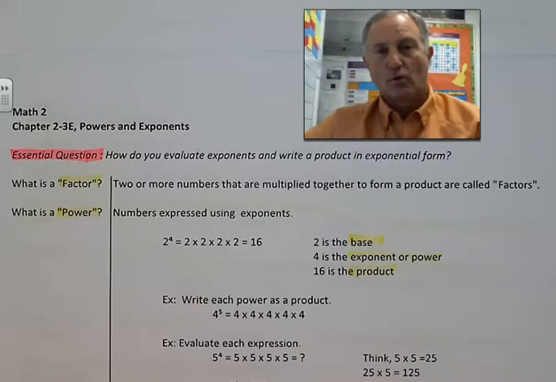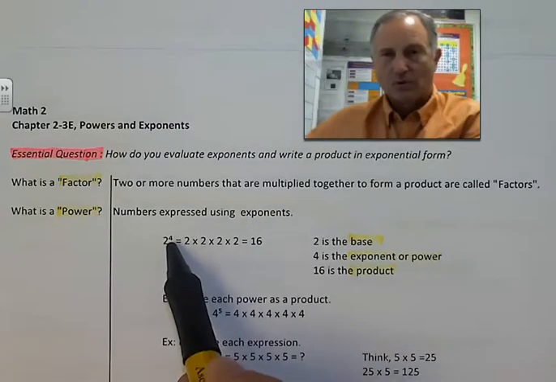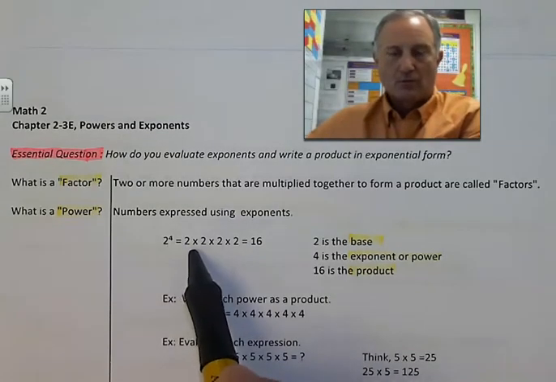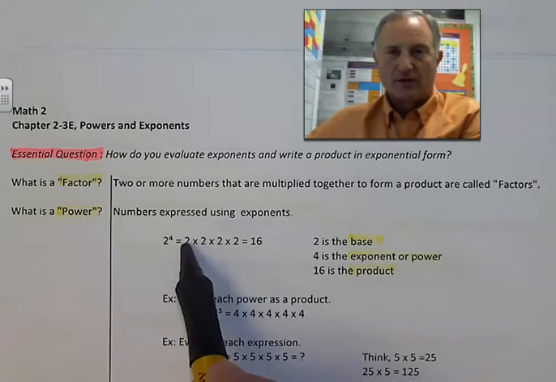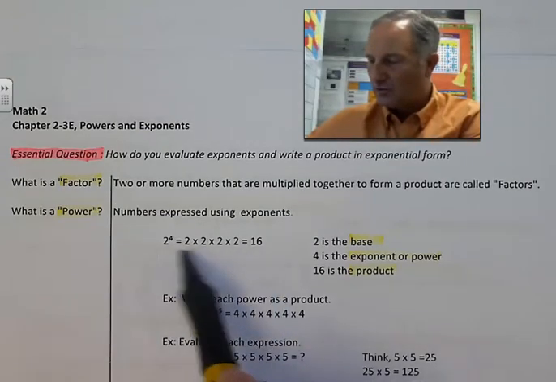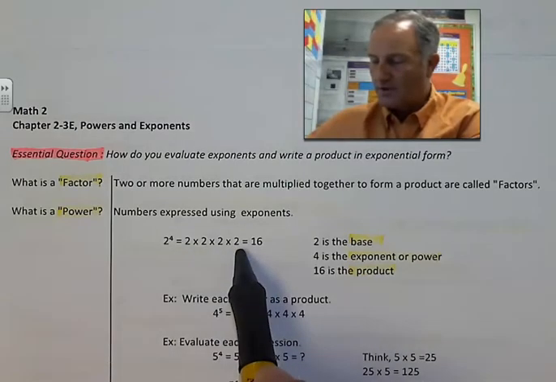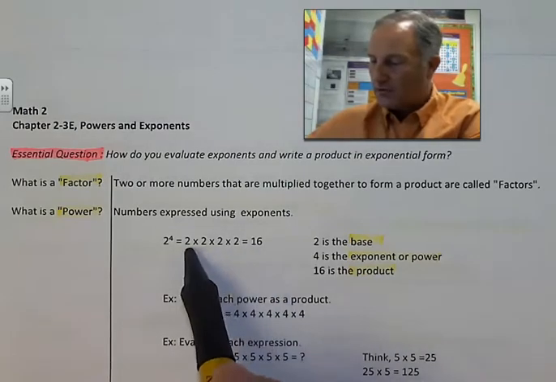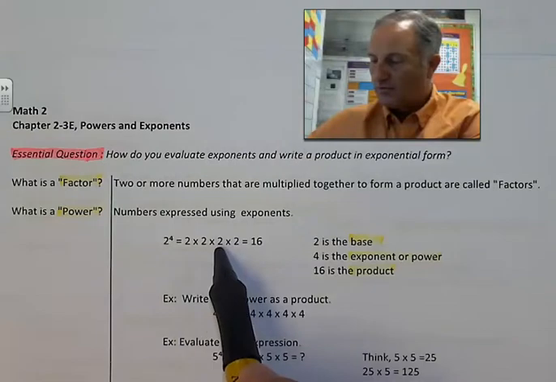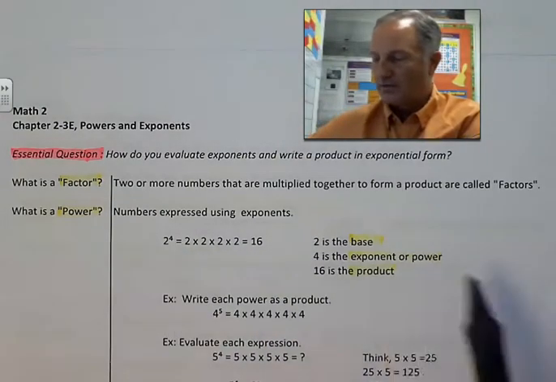Okay? What is a power? It's a number expressed using exponents. Right here, 2 to the 4th power. You're probably familiar with some of this already. It's just 2 times 2 times 2 times 2. It's 2 multiplied with itself 4 times, whatever that exponent is. That's how many 2's you'd have there. And 2 times 2 is 4. 4 times 2 is 8. 8 times 2 is 16. So 2 to the 4th power equals 16.